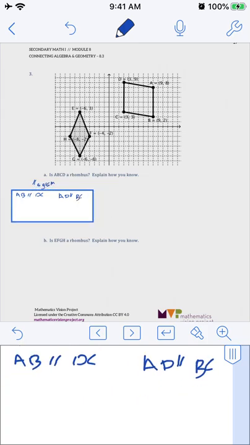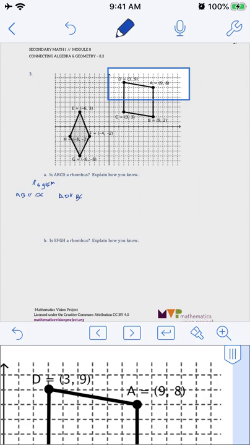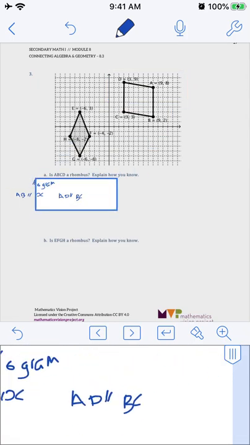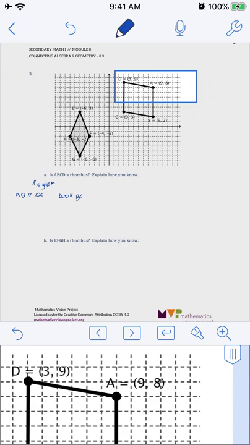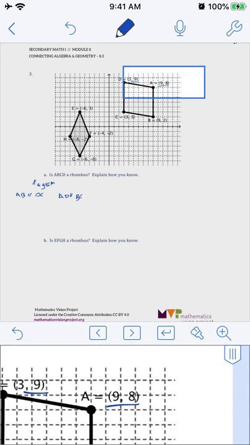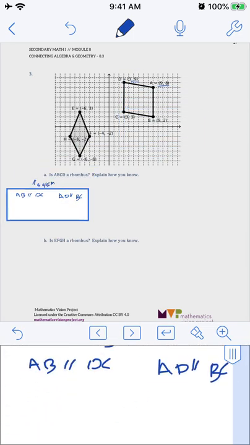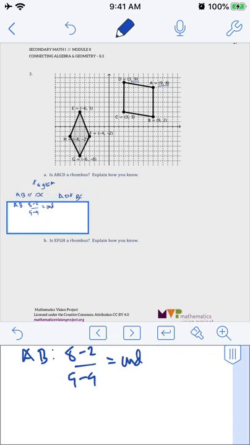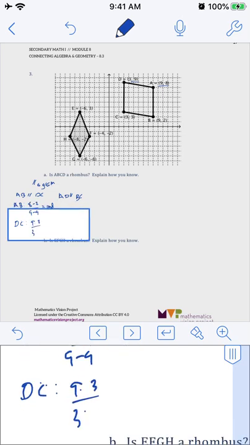Okie dokie. Well, we've got 9, 8, and 3, 9. So A, we'll put it up here. We'll just circle it. 9 and 3, 9. So AB would be 8, 9, 8, and 9, 2. So AB would be 8 minus 2 over 9 minus 9. Again, we see that's a vertical line, and so it's undefined. Hopefully DC is as well. So DC would be 9 minus 3 over 3 minus 3. And again, we get undefined.